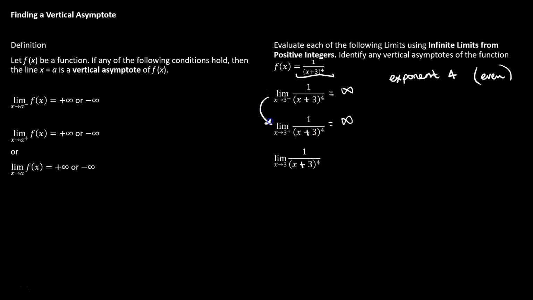Notice that these two things match. The left limit and the right limit match. Our theorem says that has to be the case because our exponent is an even number. If these two things are equal to each other, then they must also equal the two-sided limit. So our two-sided limit would have to be positive infinity as well.